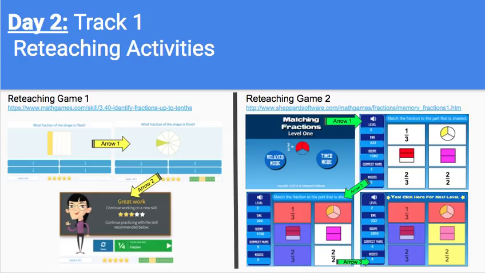This game is a matching game, upping the difficulty from the first reteaching game. Students must match the fraction to the correct shape. Students would again be instructed on the LMS page to choose the timed mode for this activity. They would also be encouraged to play a minimum of 2 rounds with a maximum of 3 rounds.